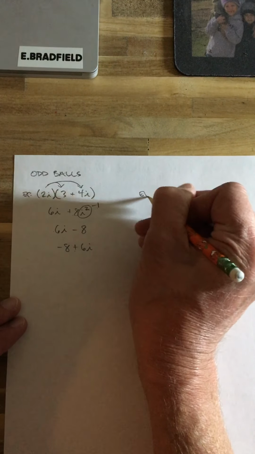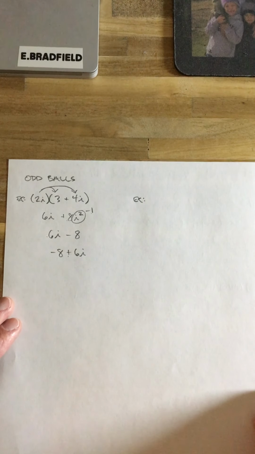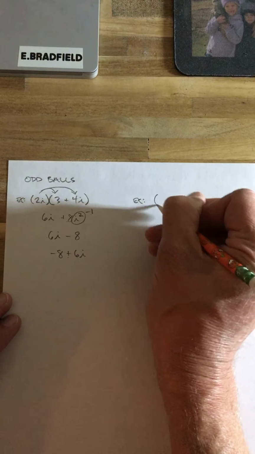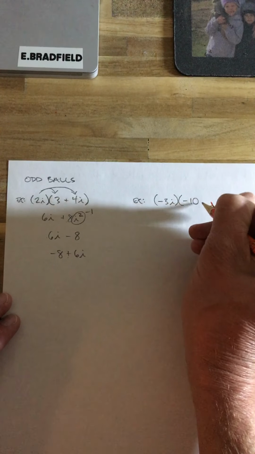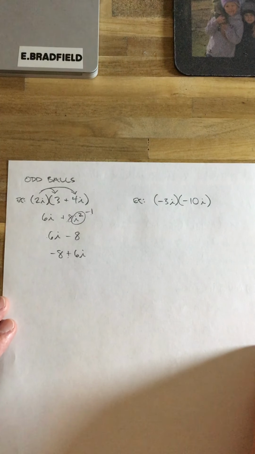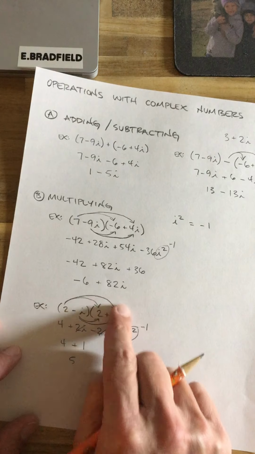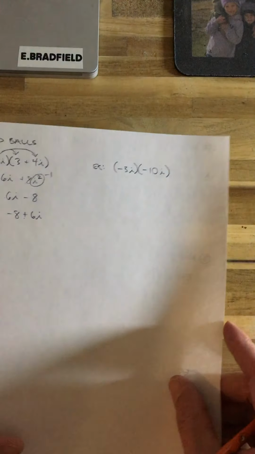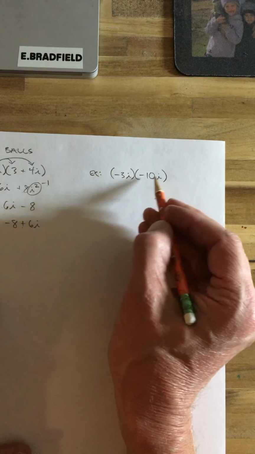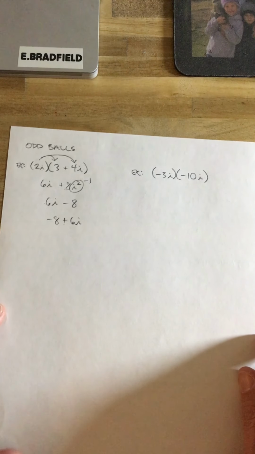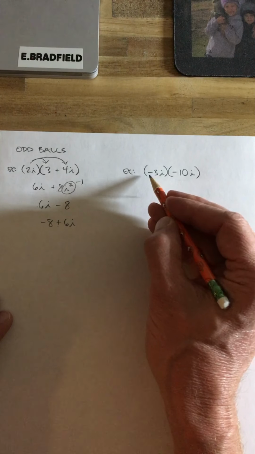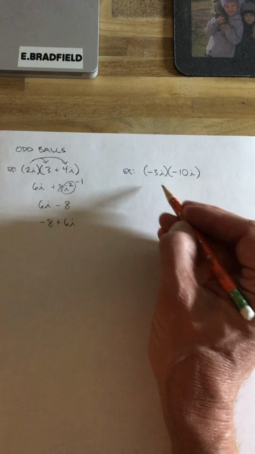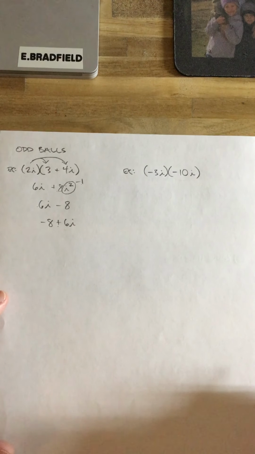Let's do another oddball. These just look different. What if I have negative 3i times negative 10i? Doesn't it look like we're supposed to do FOIL, right? Didn't we do FOIL over here? This times this, and then this times this. But if you look carefully, it's just one term times one term. So it's actually easier. But I have a feeling most of you will make mistakes, because you'll go negative 3 times negative 10 and then 3 times i and i times negative 10, just weird mistakes.